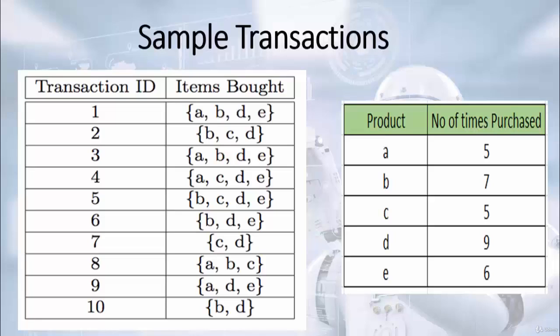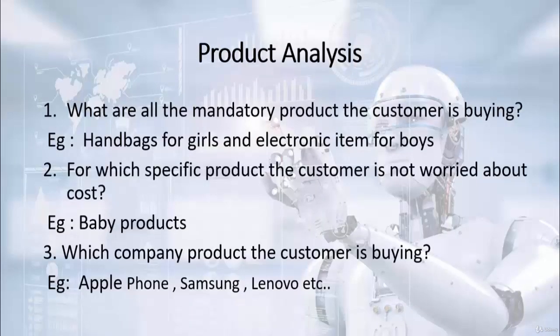Like this, if a customer is having multiple membership cards, what are all the details we can get from a customer? For example, I just mentioned 3 scenarios. First, what are all the mandatory products the customer is buying? Example, handbags for girls and electronic items for boys. And second, for which specific product the customer is not worried about cost. Example, baby products. And the third one, which company's product the customer is buying. In case of mobile phones, it is whether Apple phone or Samsung or Lenovo. It can be anything.